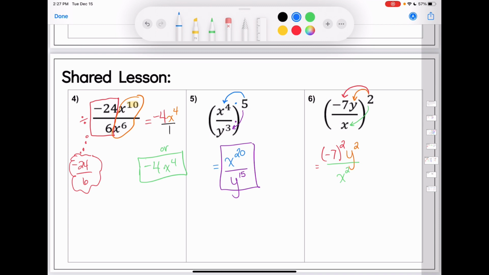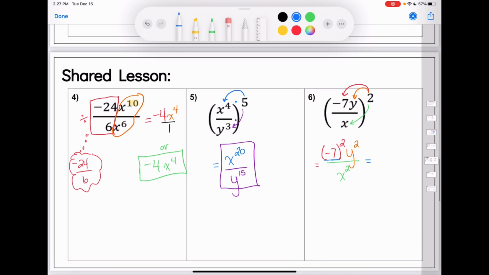Last step here, then, I see I have a numerical base. Now be careful, negative 7 to the 2nd power. Negative 7 times negative 7 gives me positive 49. So I should have positive 49 y to the 2nd over x to the 2nd as my final answer.